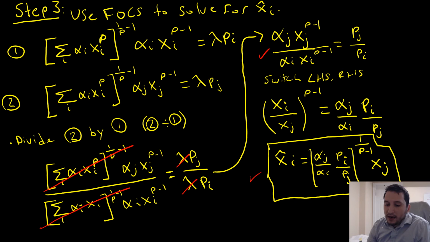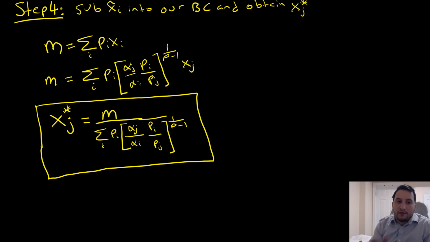I know my head is cutting off here, but we can clearly see that we have alpha j. This is supposed to be a bracket, not an absolute value. So we have alpha j over alpha i times pi all over pj, raised to the power of 1 over rho minus 1, times xj. From there, we take our xi hat and we obtain our Marshallian demand here.